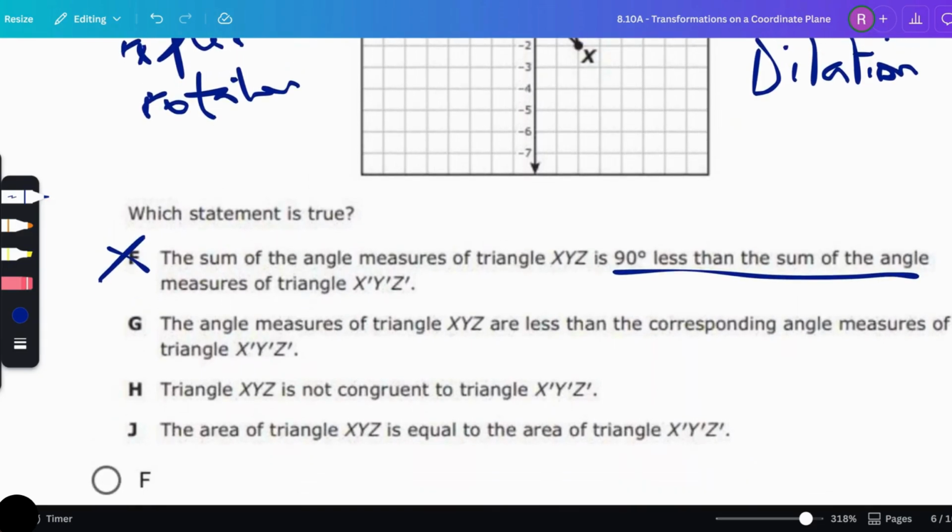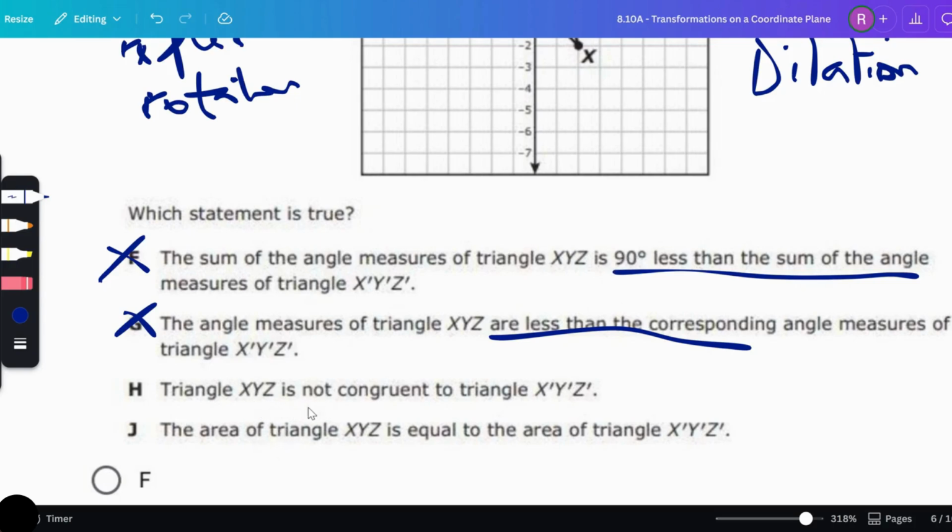So that is not true. The angle measures of triangle XYZ are less than the corresponding angle. This is also wrong because they cannot be less than. The sizes will remain the same. The angles will remain the same.